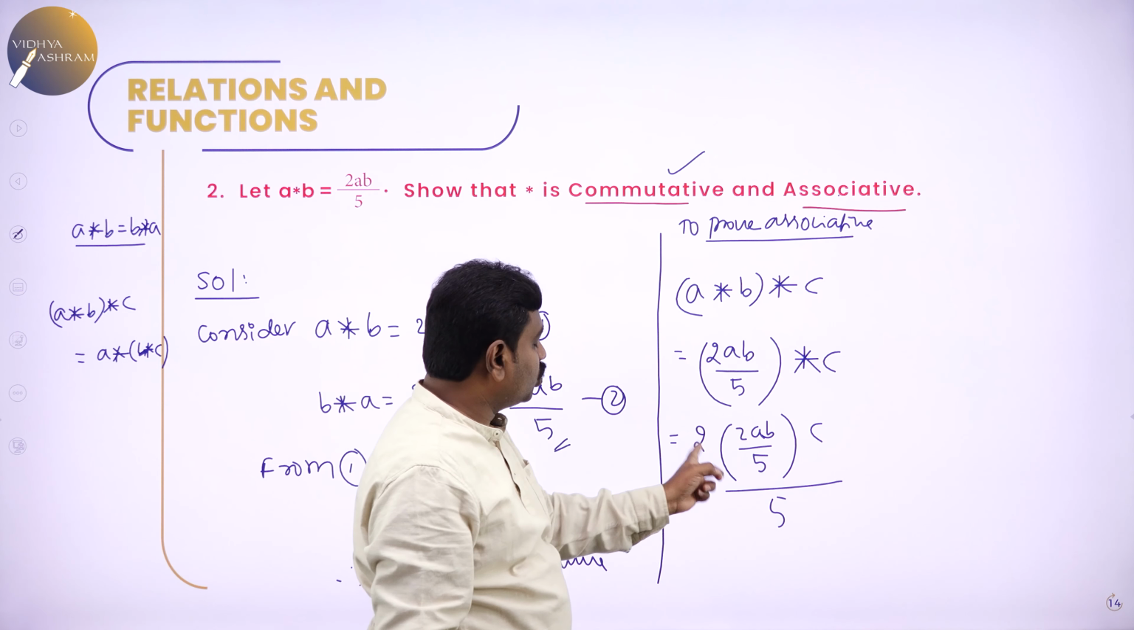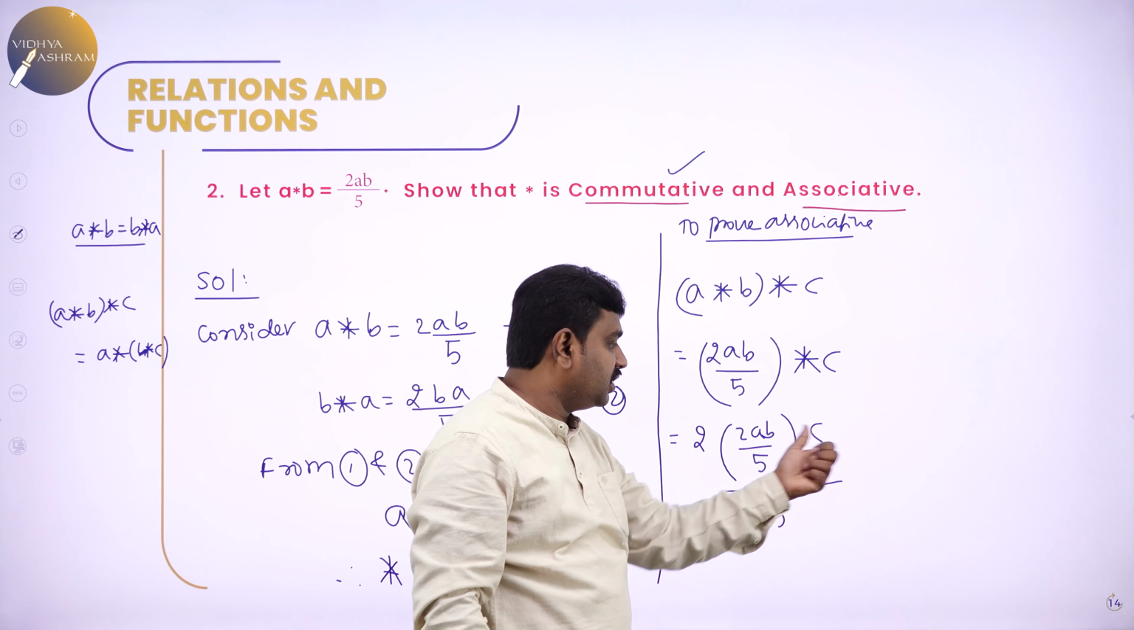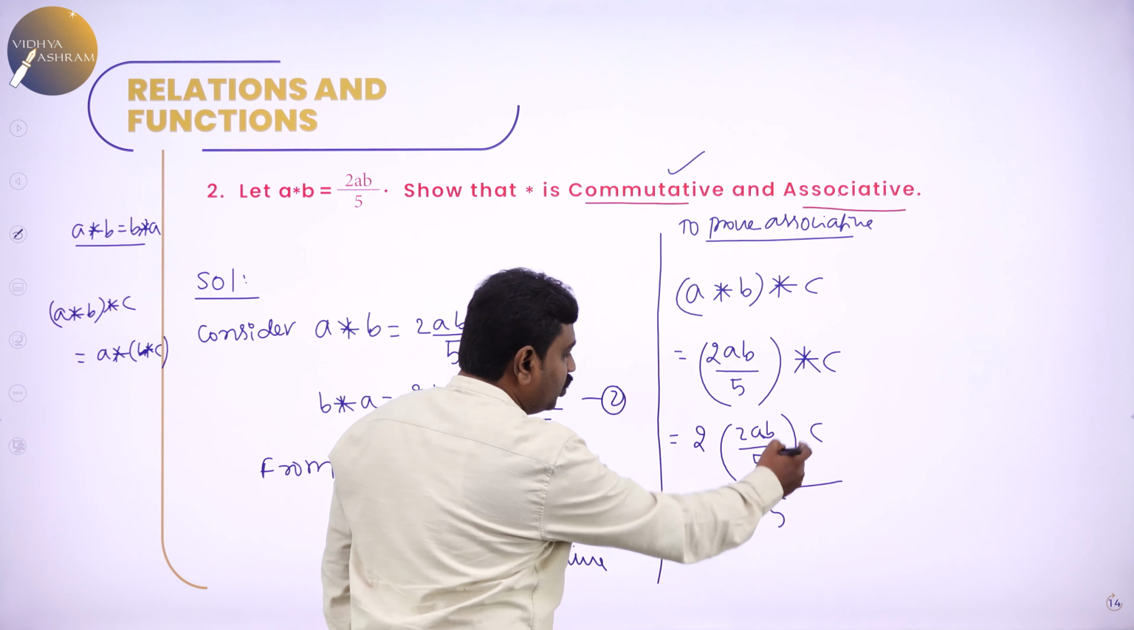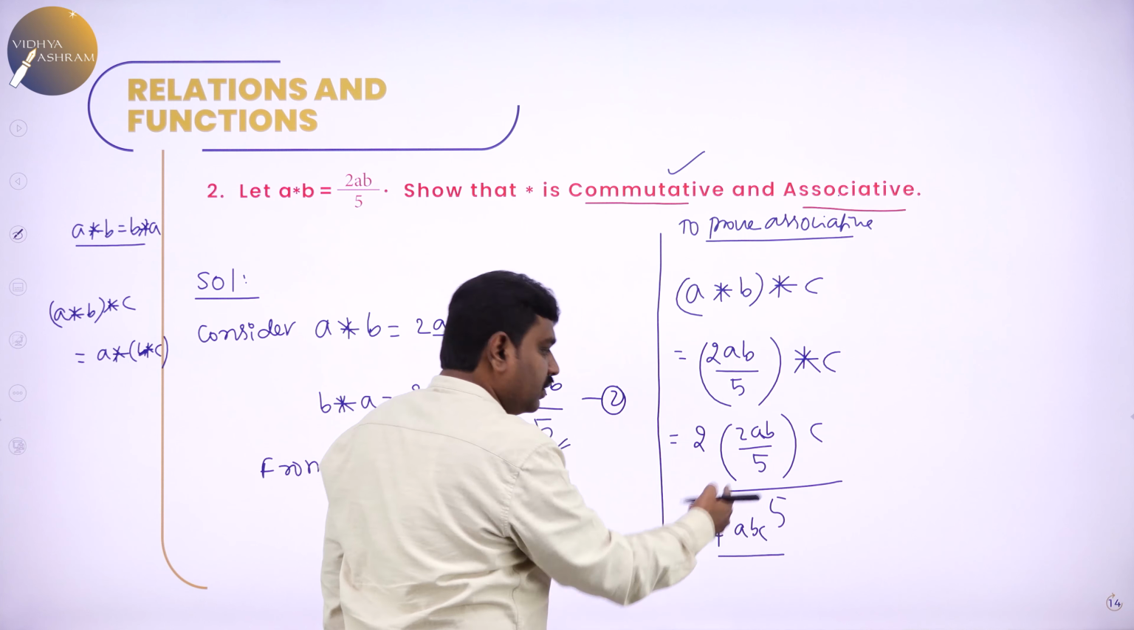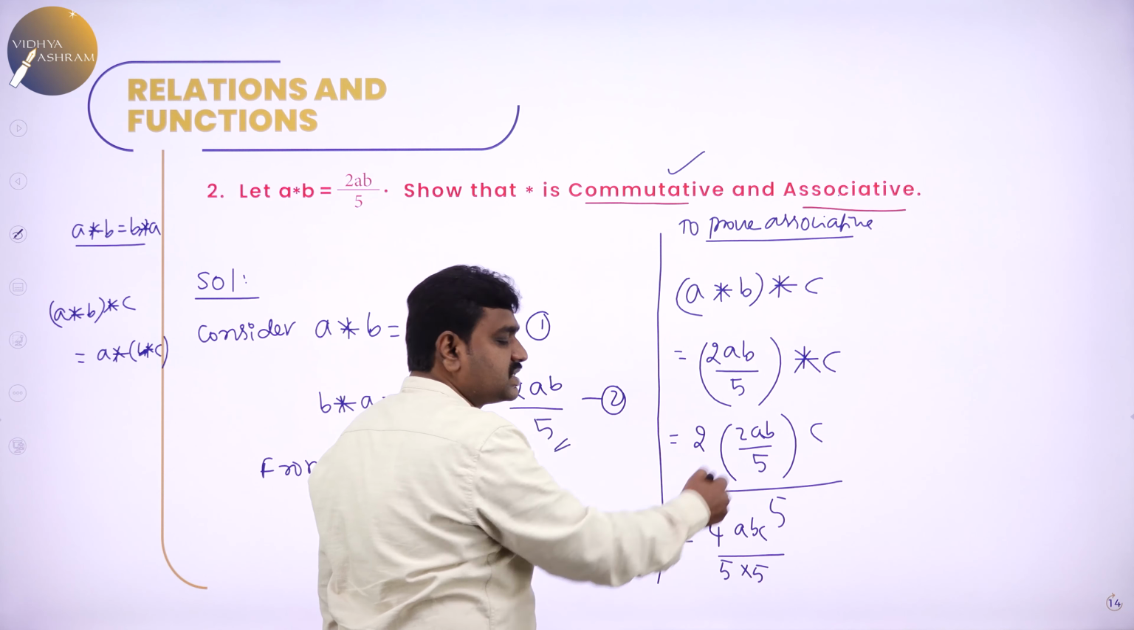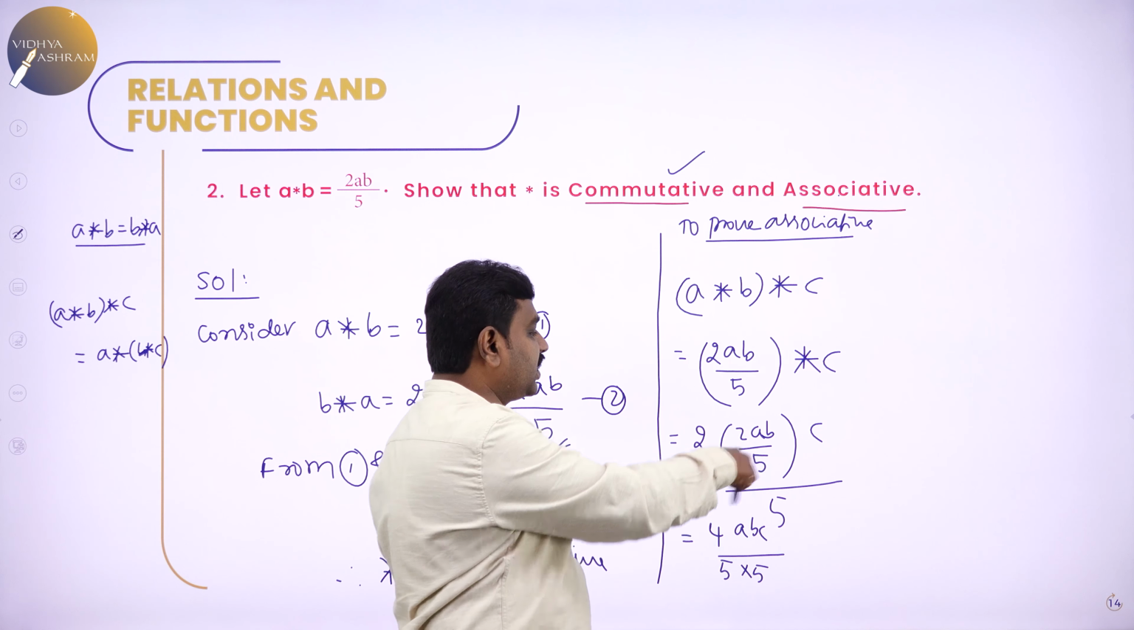So this star, this is 2 times first, means this whole thing into second, C by 5. Now simplify this. 2 2s are 4, A into B into C, ABC, and this is in denominator. This is already in denominator. Don't cancel this and make a mistake. Many people cancel the 5 here.